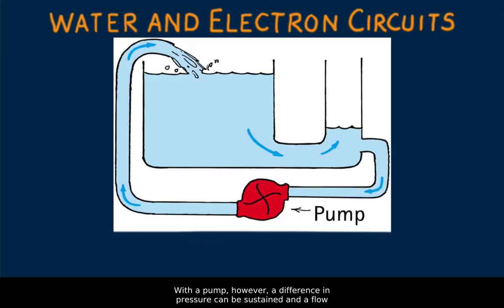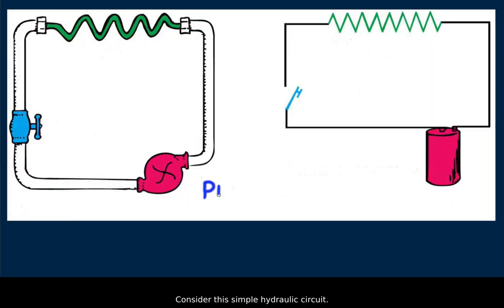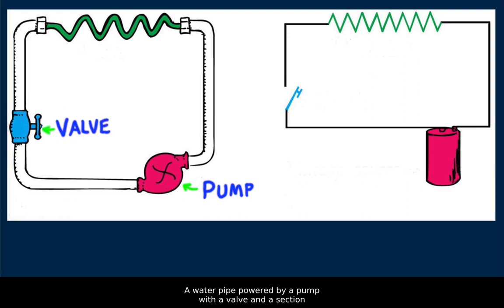With a pump, however, a difference in pressure can be sustained and a flow of water can be sustained. Likewise with an electric circuit, where a battery pumps the flow of electrons. Consider this simple hydraulic circuit: a water pipe powered by a pump with a valve and a section of the circuit that offers resistance to flow. As long as the pump provides pressure, water flows through the pipe.